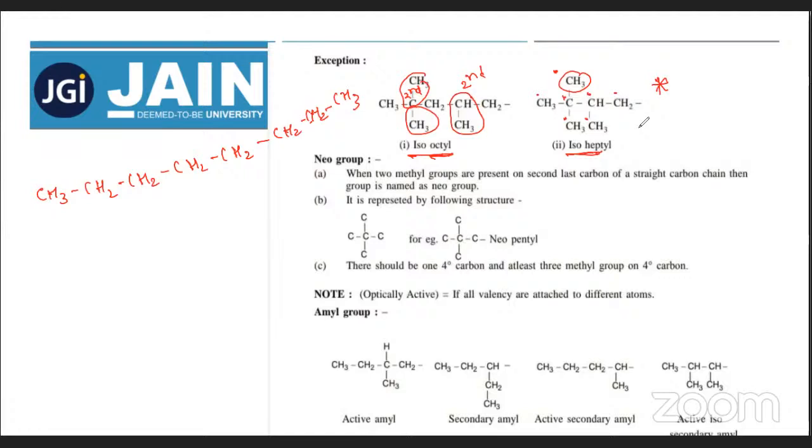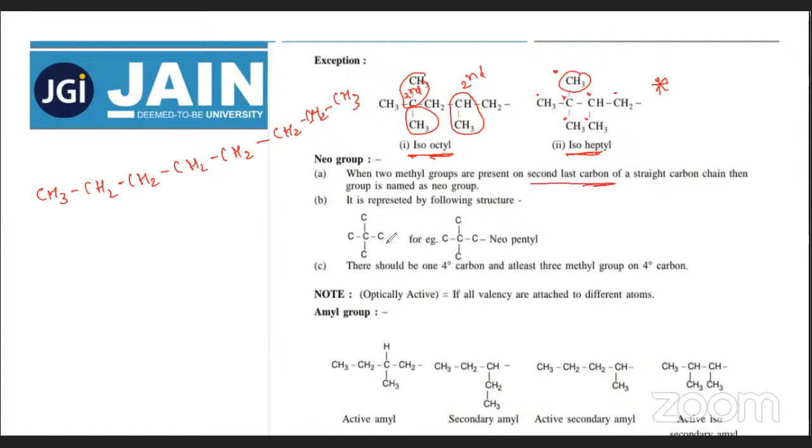Normally, if on the second last carbon we have one methyl group, that is an iso group. But here these are exceptions. We have multiple methyl groups on the second last carbon, and still we are giving the name iso. Now what is the neo group? When 2 methyl groups are present on the second last carbon.